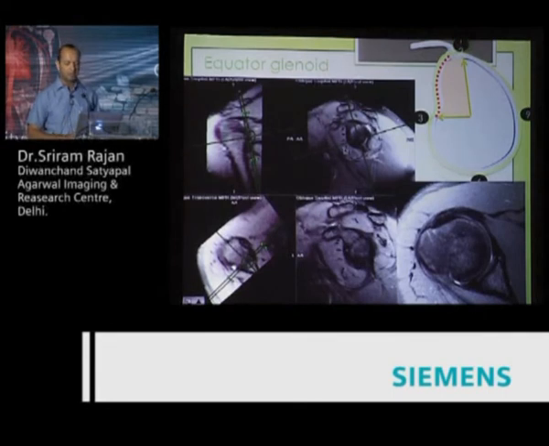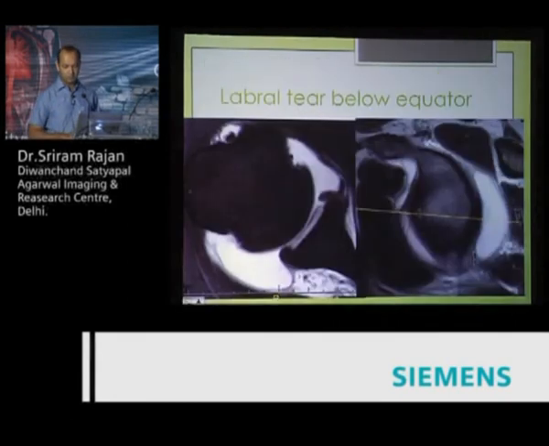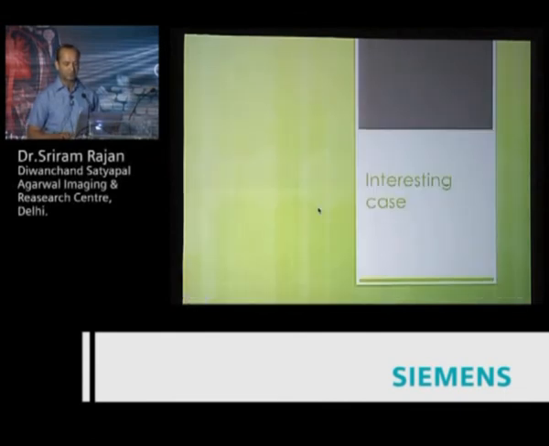If it is seen below the level of the equator of the glenoid, that means below this level, if you see this is a normal indentation. If it's below this level between 3 and 6 o'clock, that's a classical Bankart's lesion. Whereas if it's around 3 o'clock, like it is in this case, that's a micro-instability lesion, which can lead to symptoms. Again, this is showing the same thing. That's the equator of the glenoid. If you see a tear which is below the level of the equator of the glenoid, that's a Bankart's lesion.